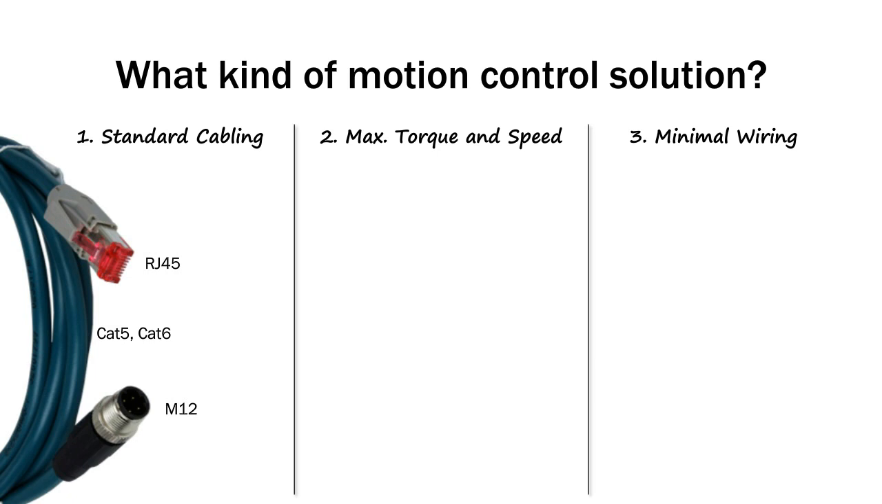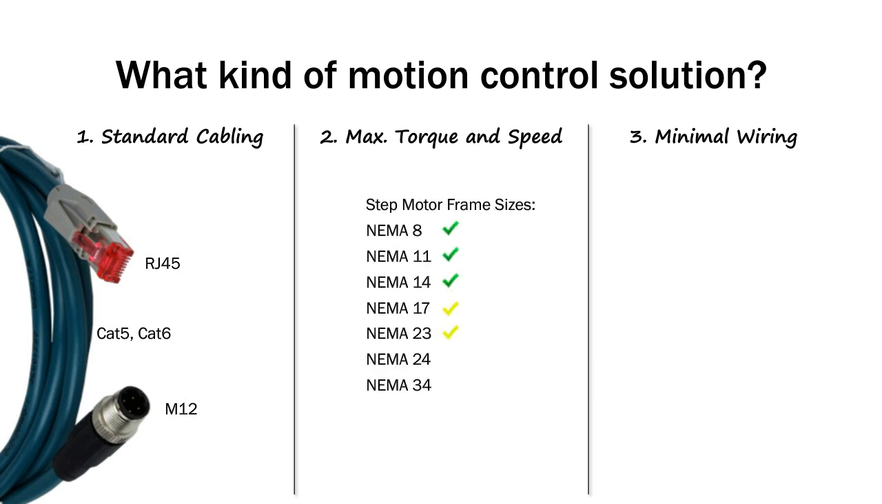We want to max out the torque, and speed is number 2. Looking at step motor frame sizes, that means we can get full torque and speed out of NEMA 8, NEMA 11, NEMA 14. We can also get some decent torque out of NEMA 17 and 23, but we can't really get all the power out of them, so we'll leave those for later.